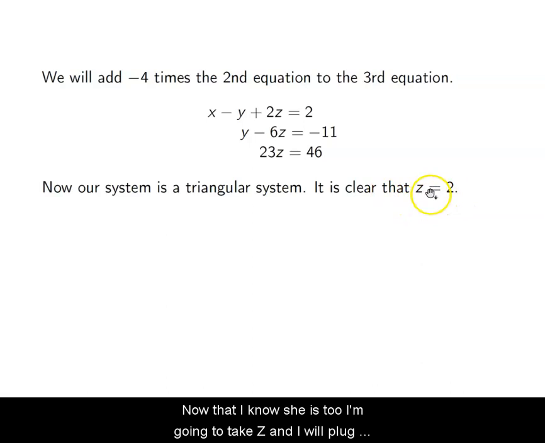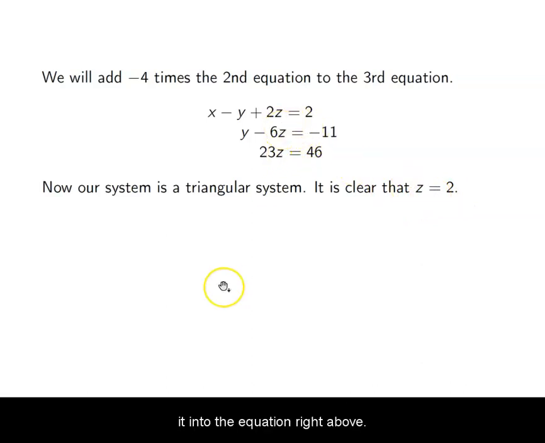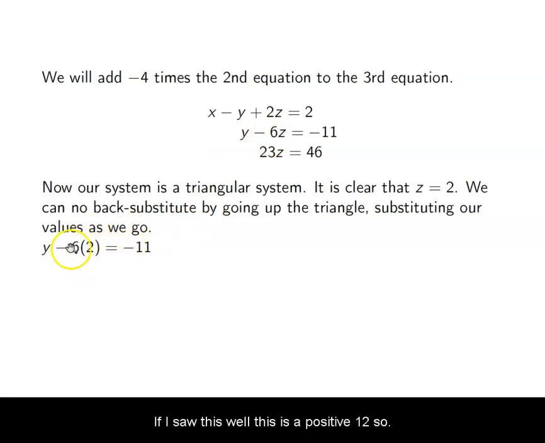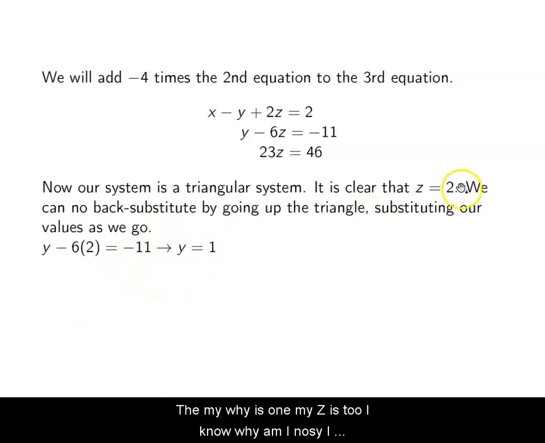Now that I know z is 2, I'm going to take z and plug it into the equation right above it. That's what we call back substituting. So I have y minus 6 times 2 equals 11. If I solve this, this is a positive 12. So add that to both sides and I will have positive 1. Okay, so my y is 1, my z is 2.